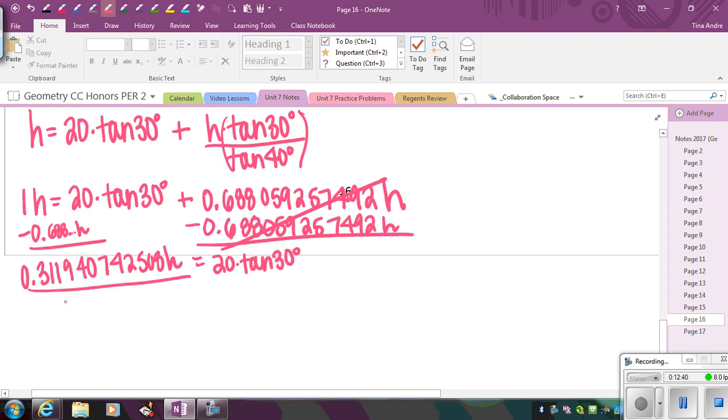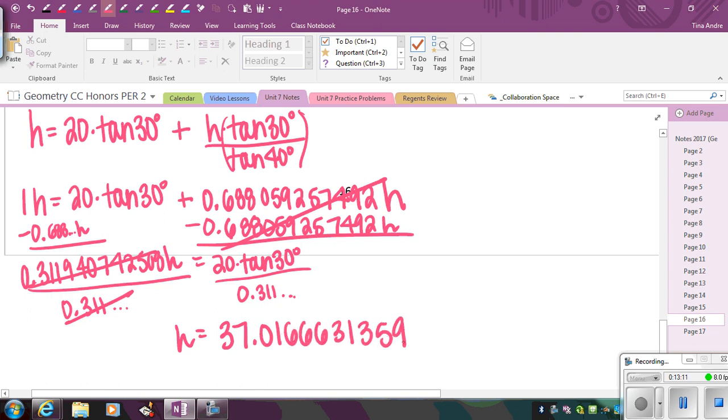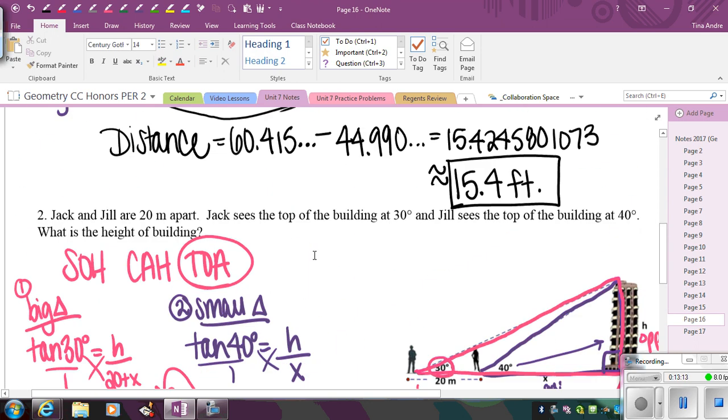We need to then divide by this whole 0.311 number. So again, I'm doing dot, dot, dot just for time's sake. So those cancel. I'm left with h equals, in my calculator, I'm using that exact value. So I'm typing in 20 times tan of 30 degrees, and then I'm dividing by that 0.3 number, that entire number. And I get 37.01666313159 as my h.